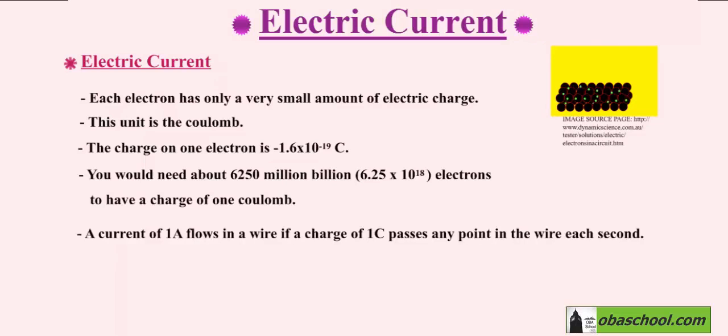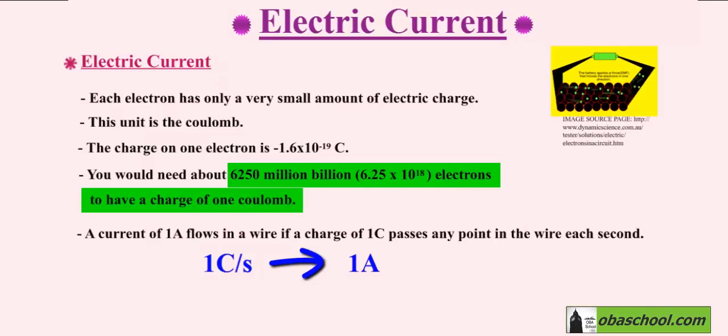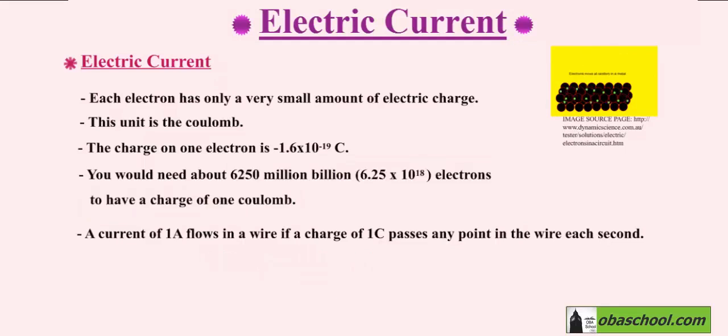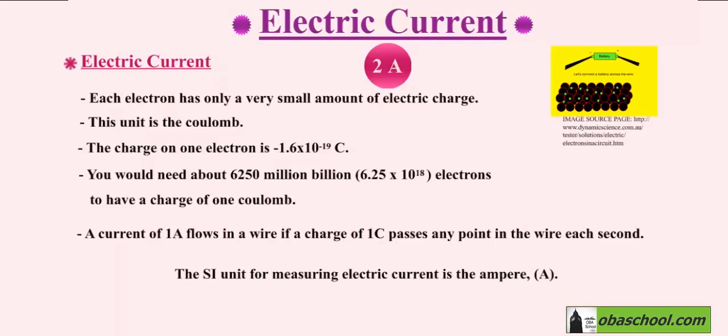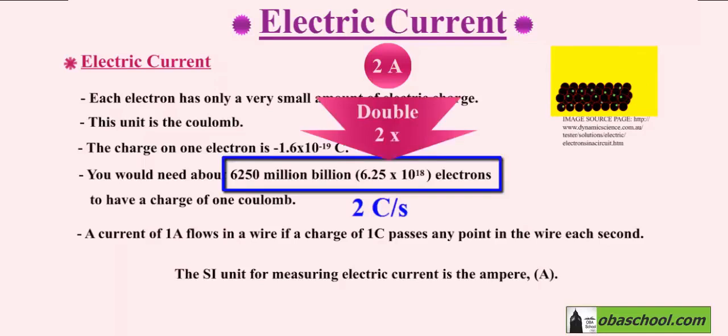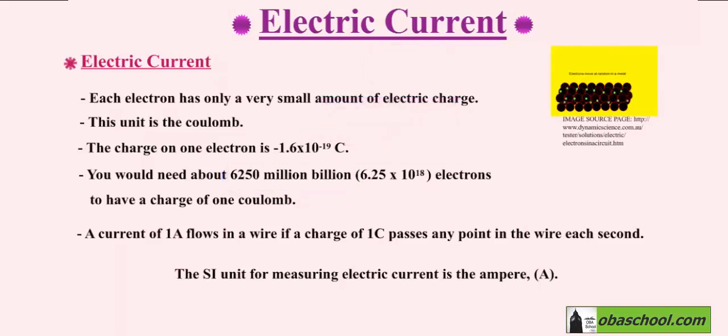A current of 1 ampere flows in a wire if a charge of 1 coulomb passes any point in the wire each second. So 1 coulomb per second, for 1 ampere, is 6.25 times 10 to the power 18 electrons. The SI unit for measuring electric current is the ampere, A. So if we say that we have 2 amperes, we need double that amount, which is 2 coulomb per second, and double the amount of electrons.